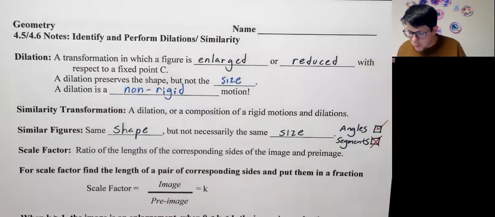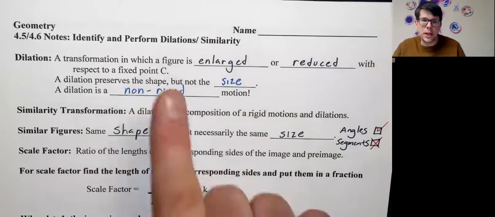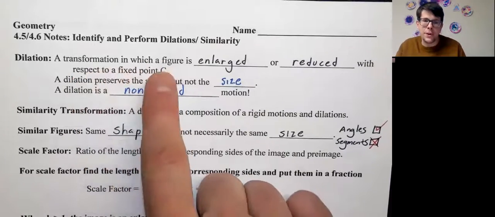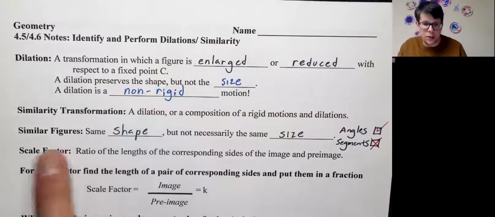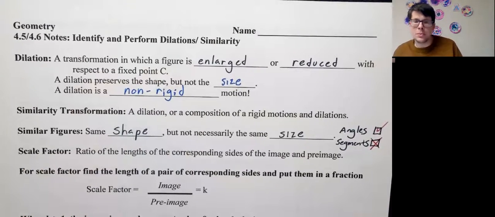Scale factor. So because all of this growing and shrinking is going to be based off of a fixed point C, there is a scale factor that is going to determine how much it's grown or shrunk, and that's called the scale factor right there. Sometimes it is represented by the letter K.